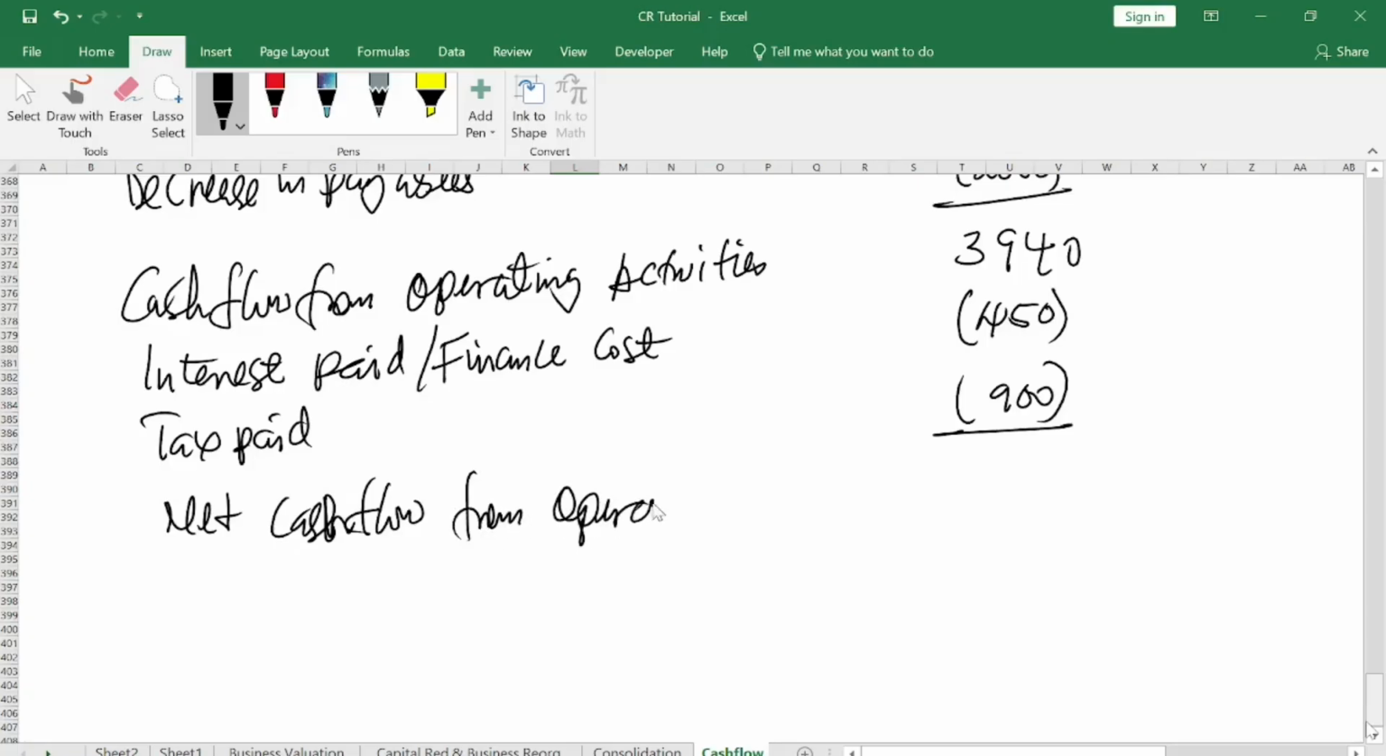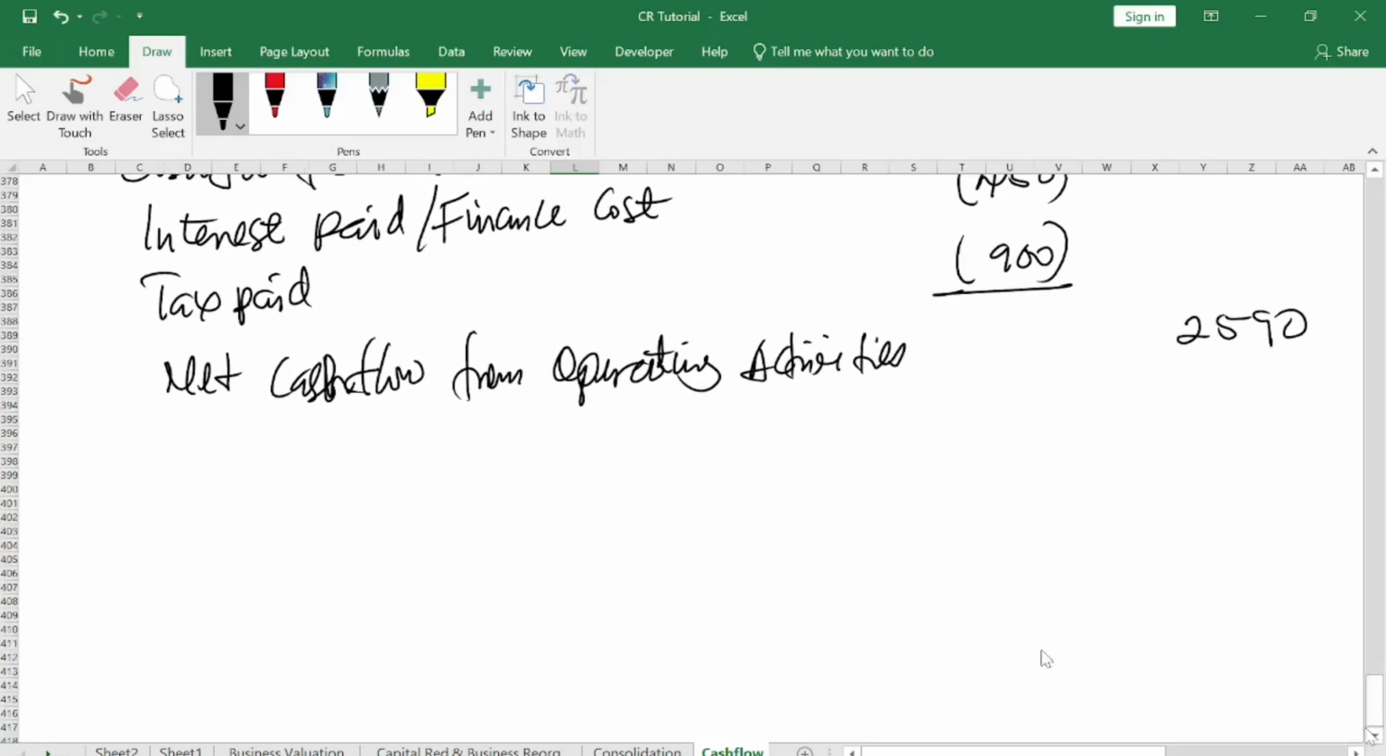900. 2590. Okay, so 2590. Then you bring the 2590. Good, it's a positive figure. Then let us go into the next one. What is it? Cash flow from investing activity.